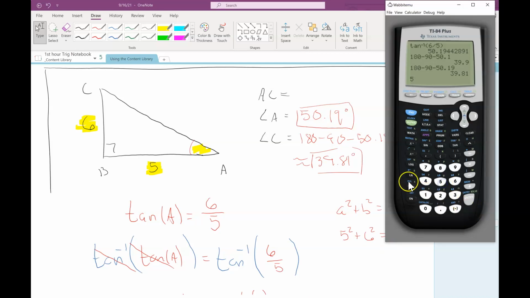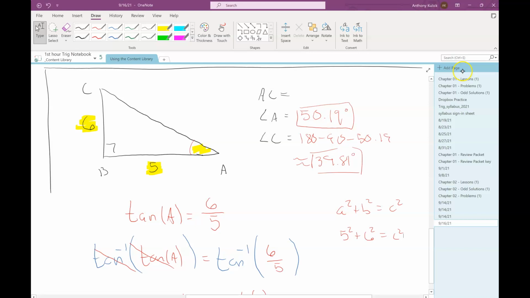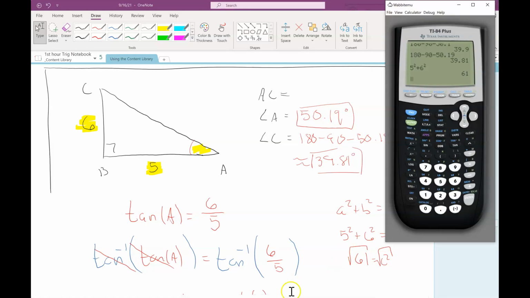So 5 squared plus 6 squared is 61. And then we'd square root both sides to get just C. So that would be about 7.81.